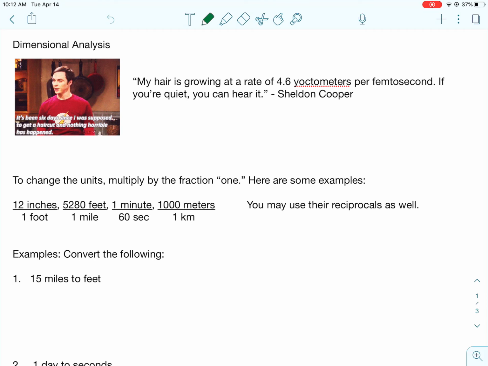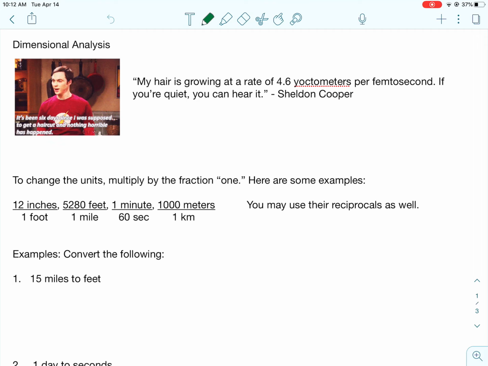Hey guys, this lesson is going to be on dimensional analysis where we're going to be converting linear units and units of time to different ones. And there was an episode on Big Bang Theory, and Sheldon Cooper said this quote. He said, "My hair is growing at a rate of 4.6 yoctometers per femtosecond." If you're quiet, you can hear it.